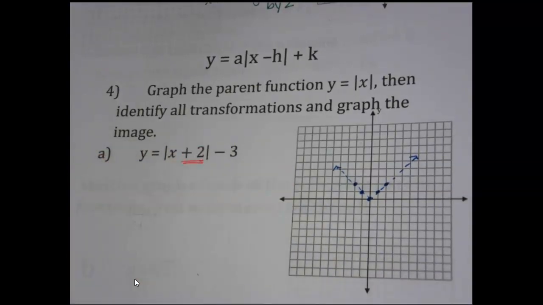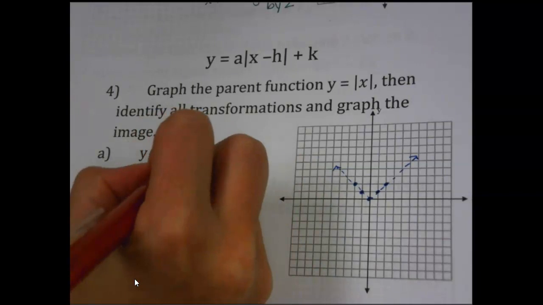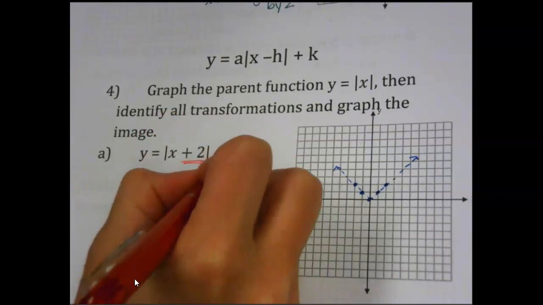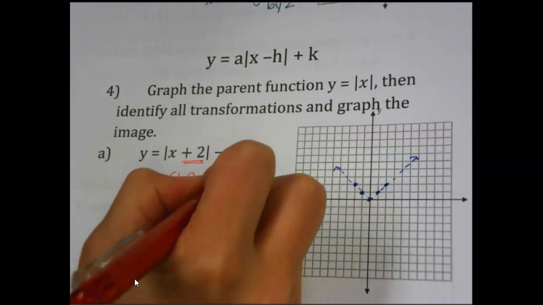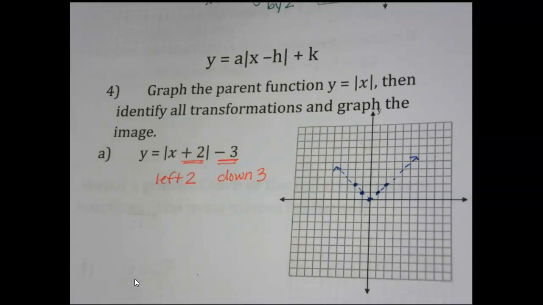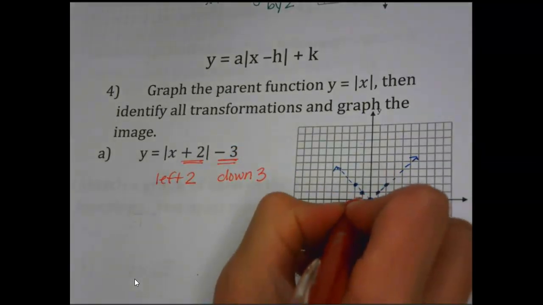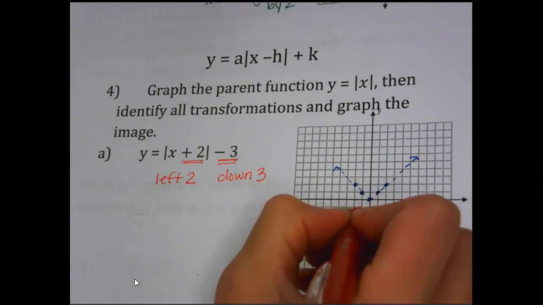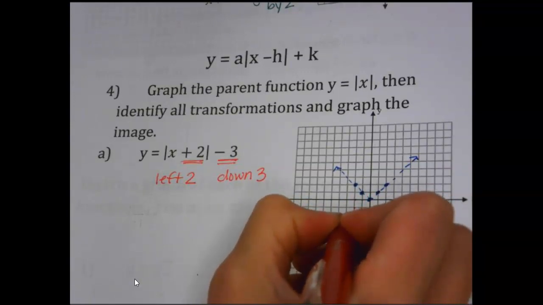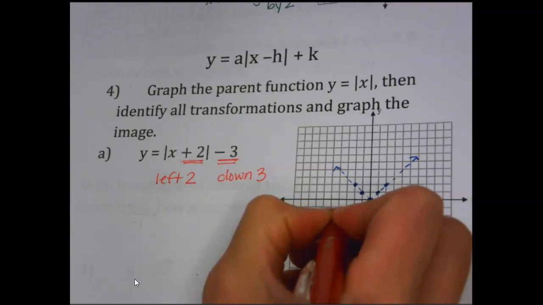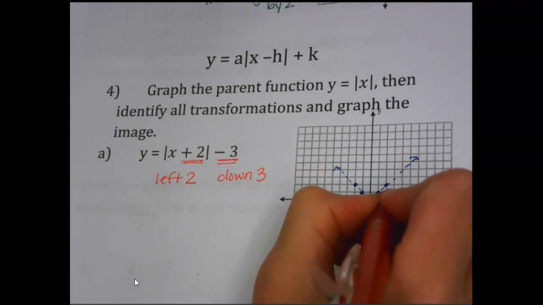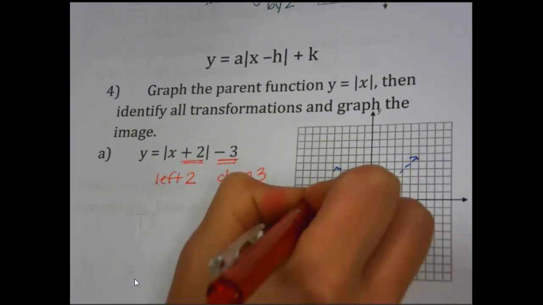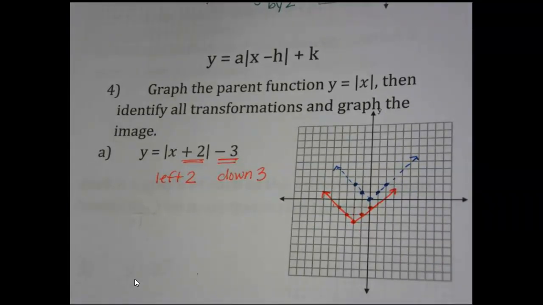So plus 2, that tells us that we moved, remember it's the opposite, so this is left 2. But then the negative 3 tells us we're going to move down 3. So we have 2 transformations going on. So every point we're going to move left 2, down 3. So pick a point, left 2, down 3. And you'll see that all of the points move, but it's still the same V shape. They're just all translated left 2, down 3.